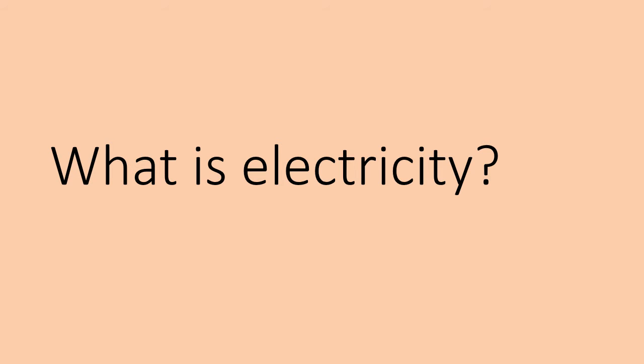What is electricity? You already learned: flow of charges. What is flow? Flow means flow like water. A movement in one direction we can call a flow. So electricity means flow of charges. The flow of charges we can call electricity.